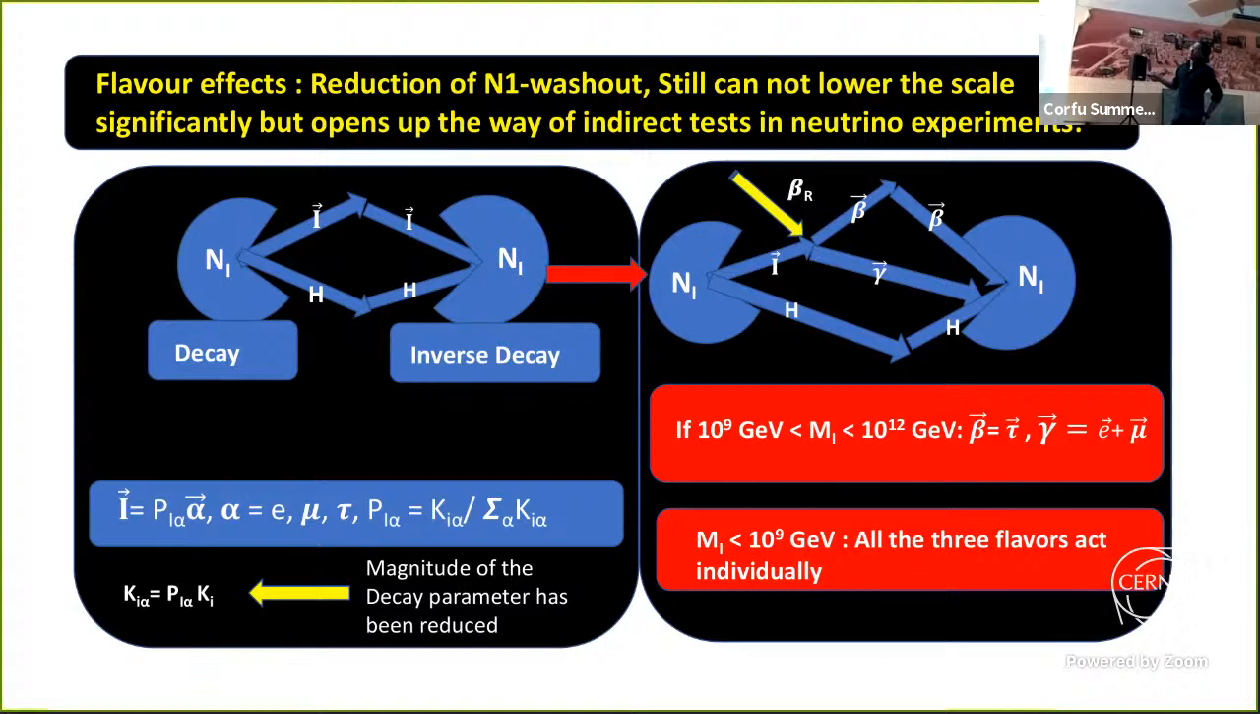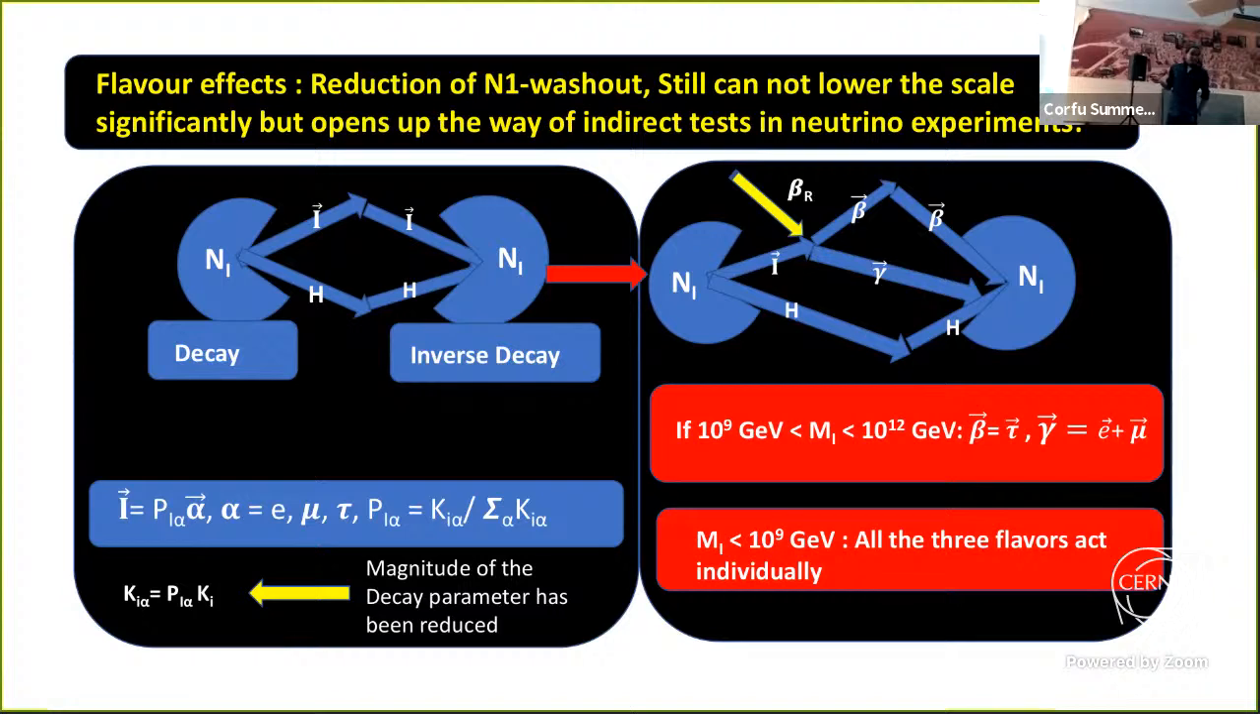Once they interact with the right-handed charged lepton fields, it typically breaks the coherence of the system, and this state l_i can basically be split into two states, beta and gamma. And at the point of inverse decay, instead of l_i, these beta and gamma states interact and reproduce the right-handed neutrino, or give the washout effect.